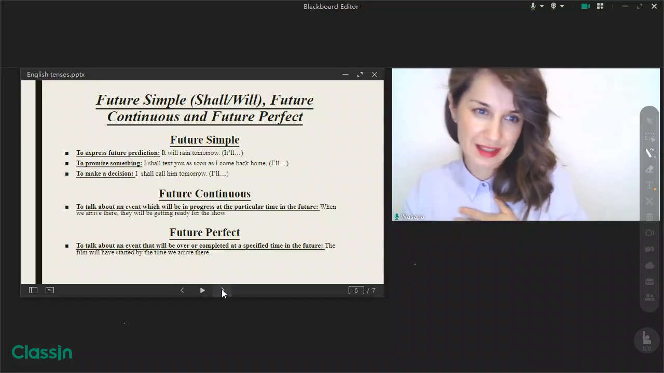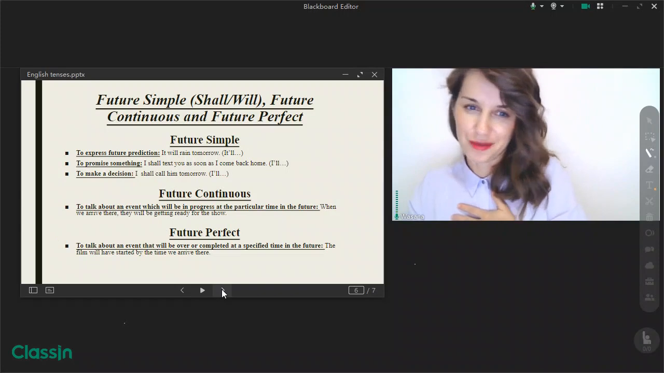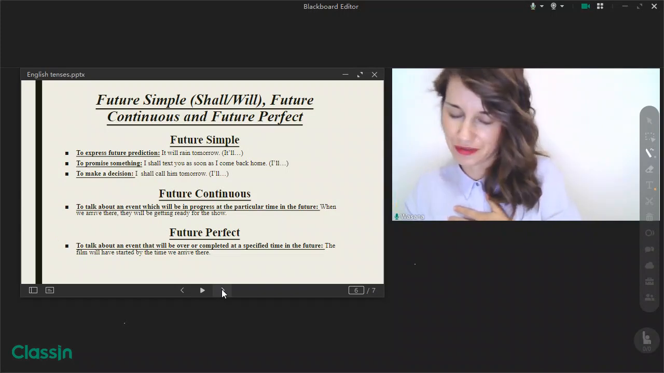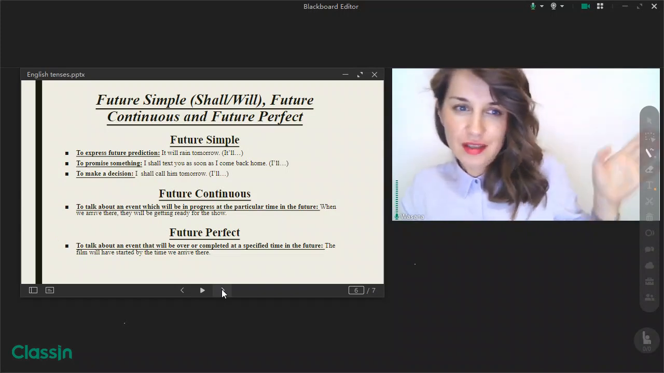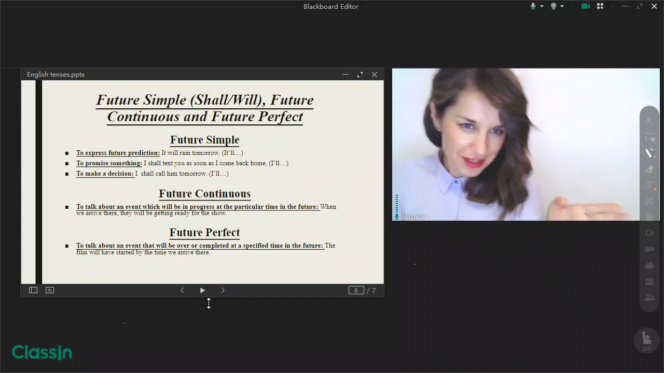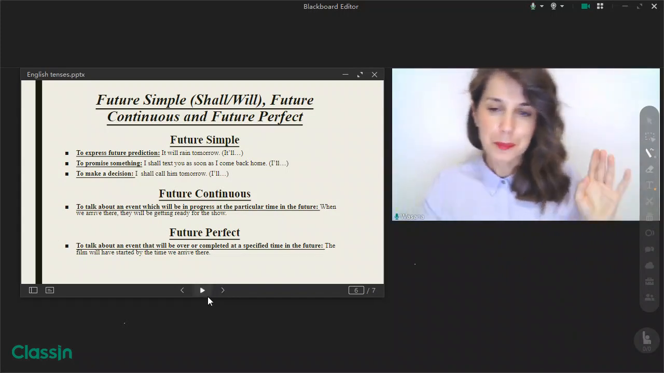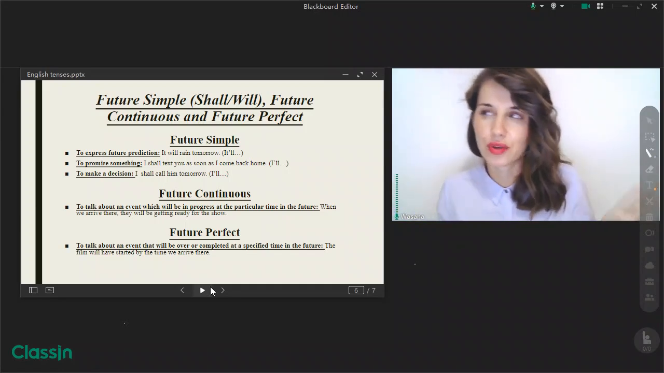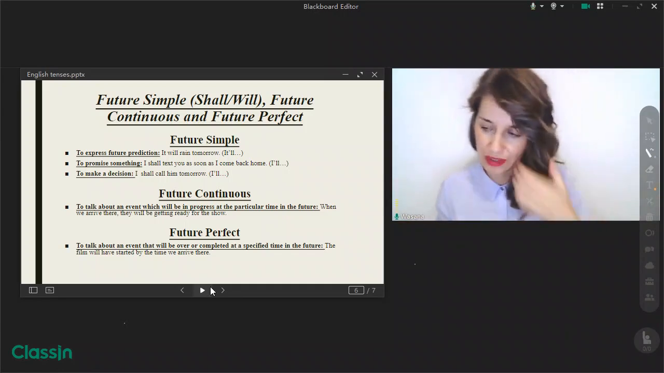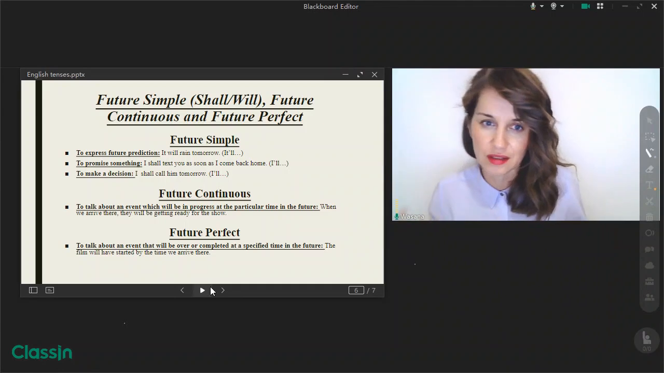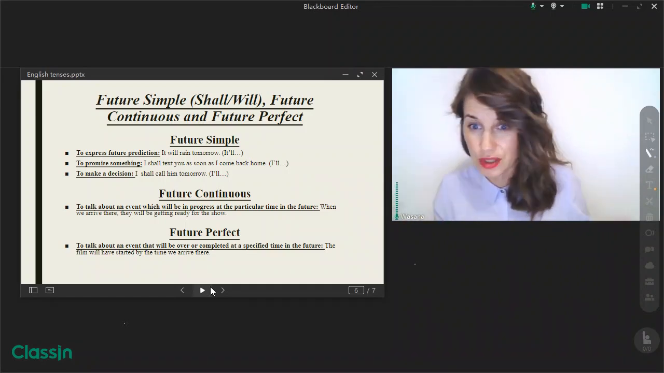Let's move on. Let's see what's next. Future simple, shall, will, future continuous, and future perfect. The only simple thing on this slide is future simple and nothing else. Before I continue, I have to go off topic. Shall and will can be confusing, and sometimes students get confused. I shall, I will, we shall, we will.